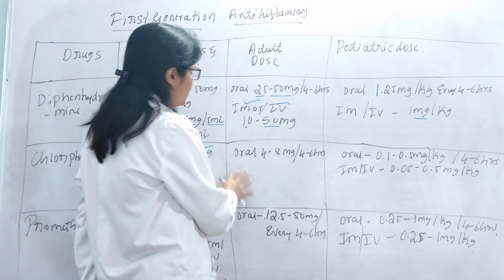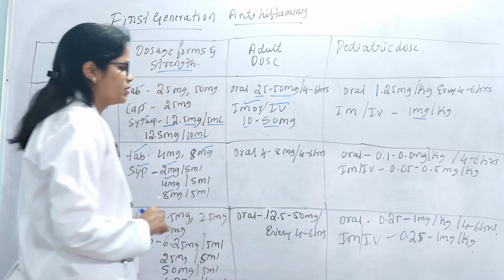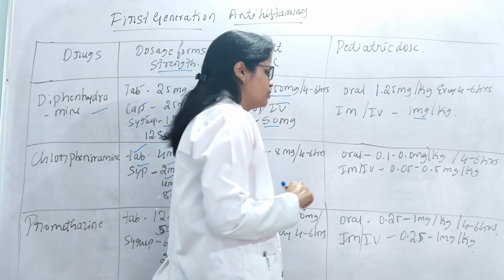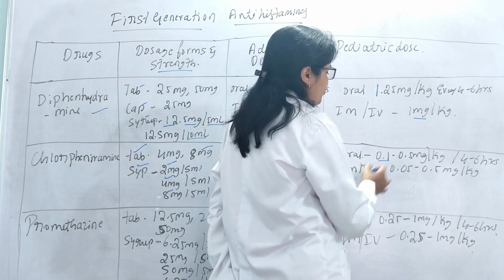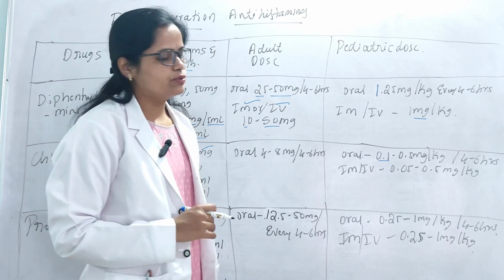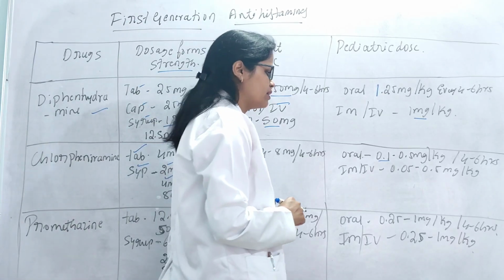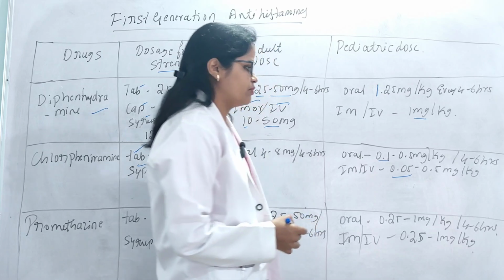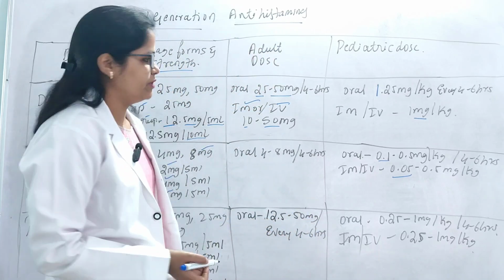Next, for the adult dose, it is orally 4 to 8 mg every 4 to 6 hours, and for pediatric, orally it is administered 0.1 to 0.5 mg per kg body weight in the duration of 4 to 6 hours, and IM or IV, it is administered 0.05 to 0.5 mg per kg body weight.